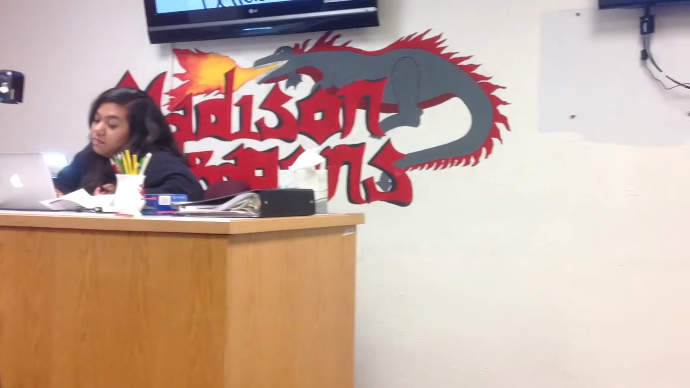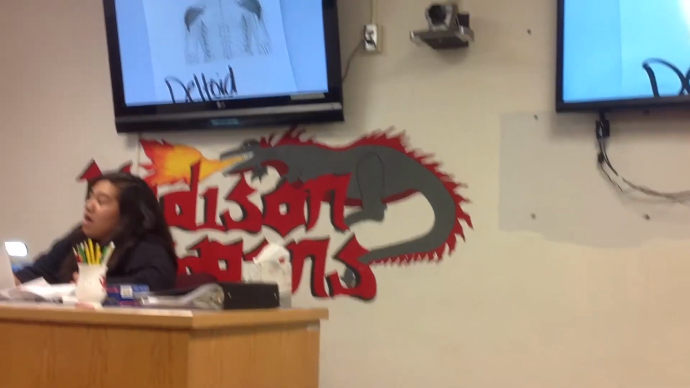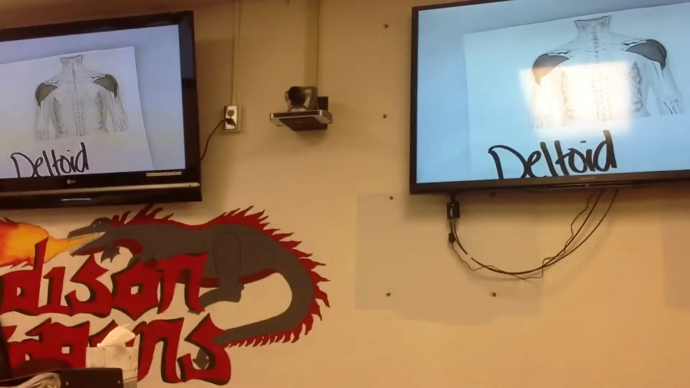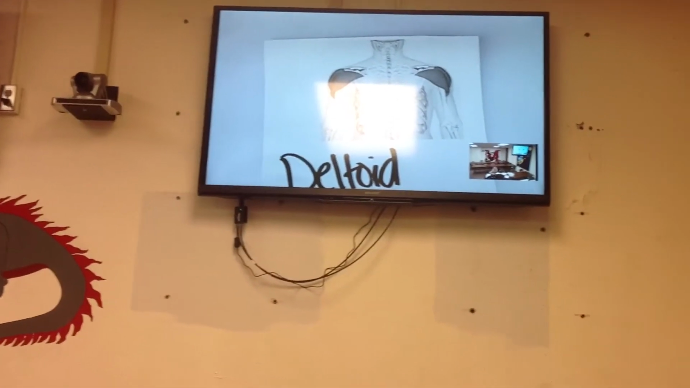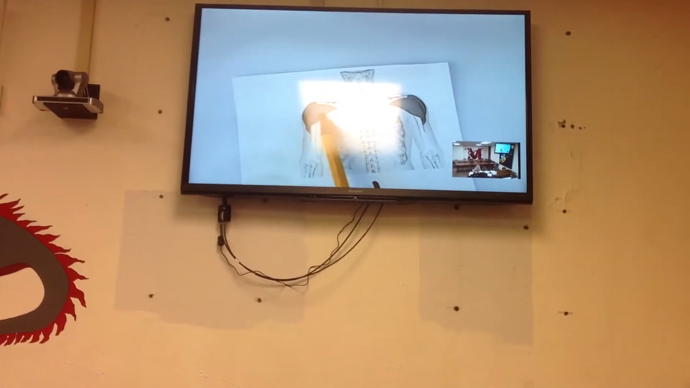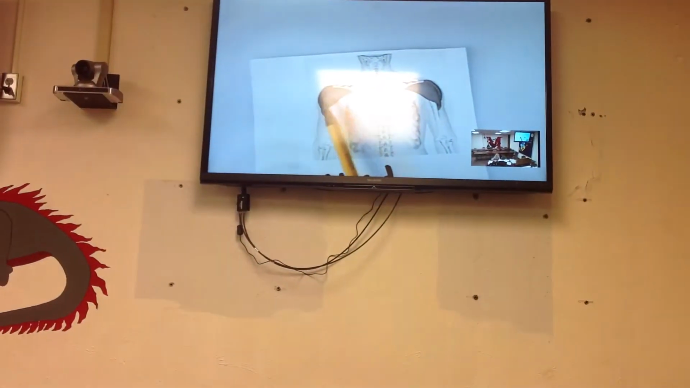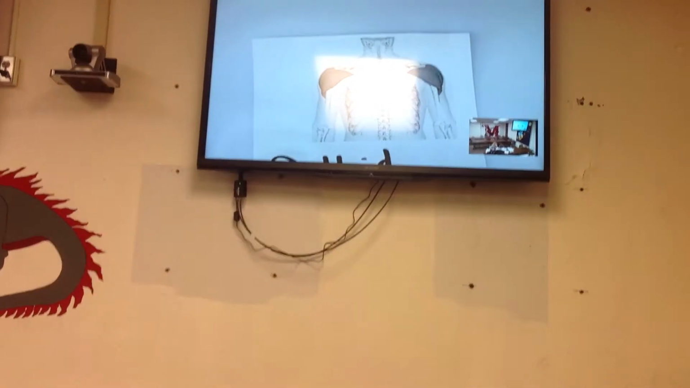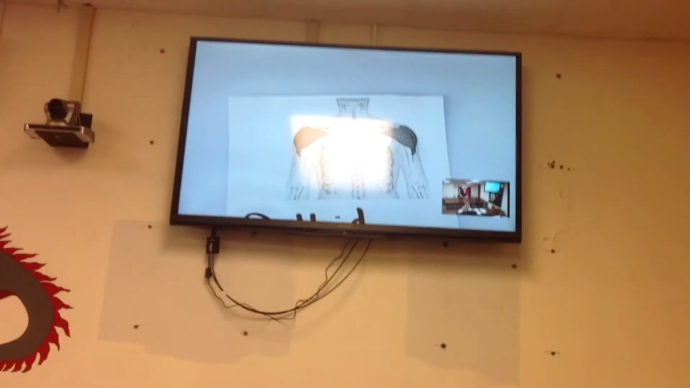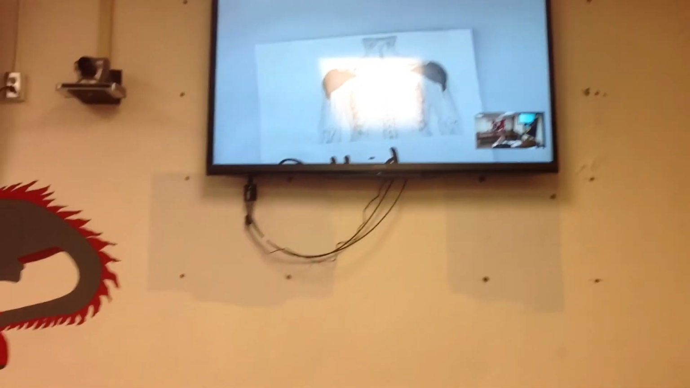The same goes for the deltoid middle and the deltoid posterior. All of them have the same origin, insertion, action, agonist, and antagonist. They're located up here. Anterior is front, middle is in the middle, and posterior is the back. And that's all the muscles of the neck and shoulder.